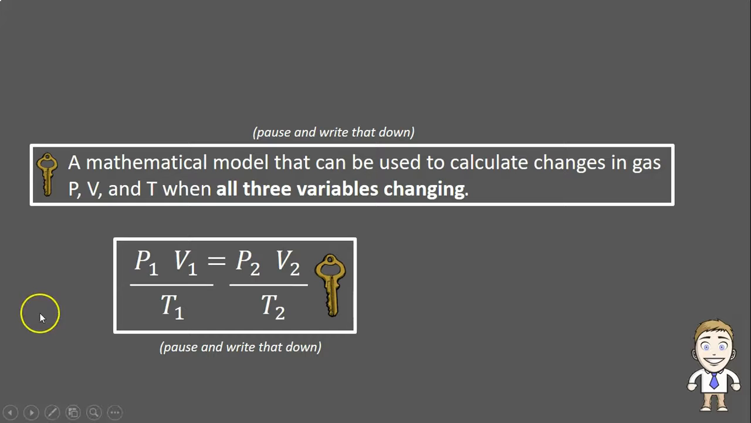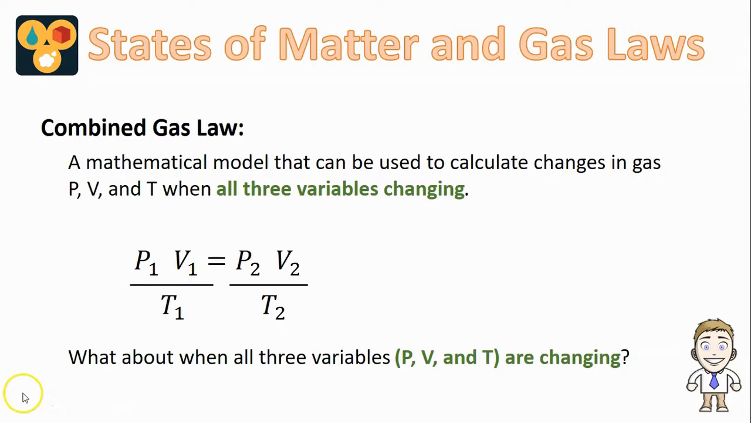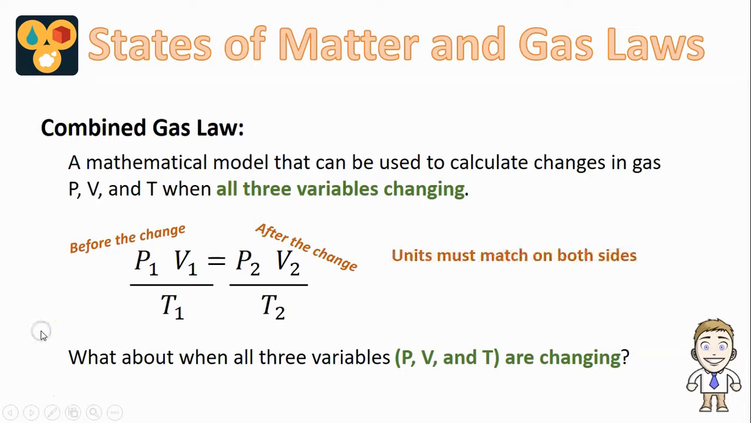That statement and that equation are the key ideas for this video. Make sure you pause, take a moment, and write them down. In this equation, the subscripts of 1 indicate that those are the values before a change takes place, just like with Boyle's and Charles' law. The subscripts of 2 indicate those are the new pressure, volume, and temperature values after the change has taken place. You can use whatever units you want as long as they match on both sides, with the exception of temperature, which has to be entered as Kelvin.